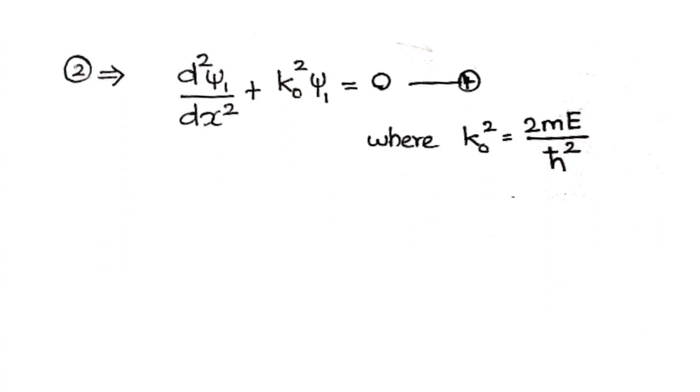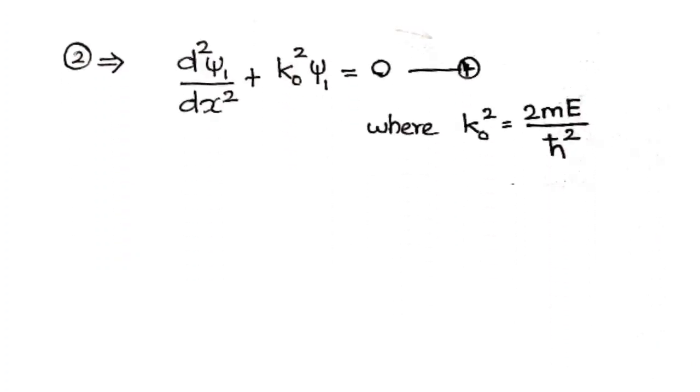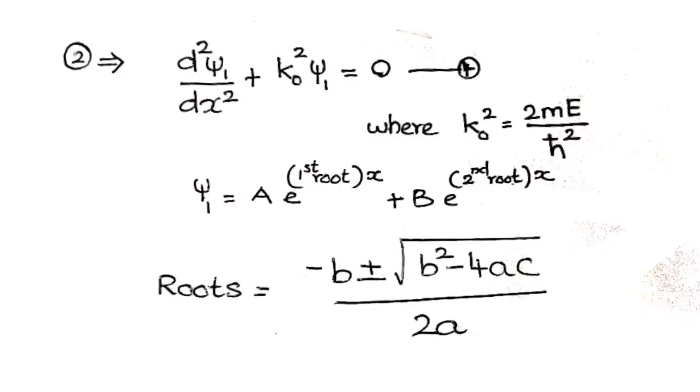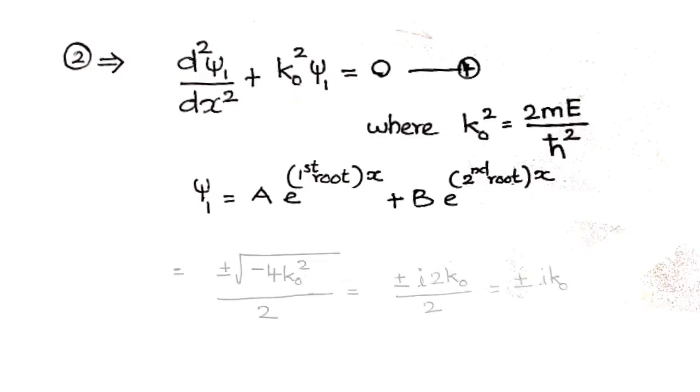Now we can solve the differential equation. This is a second order differential equation. The solution will be psi 1 is equal to A into e raised to first root into x plus B into e raised to second root into x. So how will you calculate the root? Root is equal to minus b plus or minus root of b square minus 4ac divided by 2a. Here a is 1, b is not there, and c is k0 square. So the roots are plus or minus square root of minus 4 k0 square divided by 2, or plus or minus i k0. So the roots are plus i k0 and minus i k0.